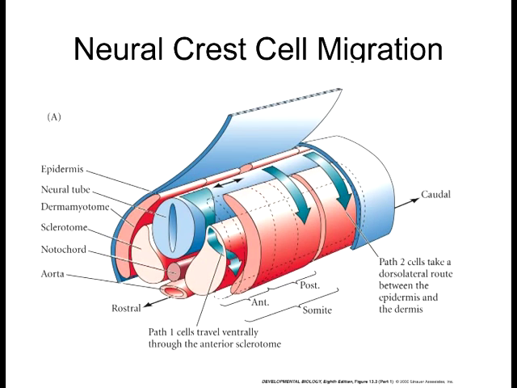So the main migratory paths are either through the somites in what we call a ventral lateral migration, or what's called a dorsal lateral migration. Dorsal lateral means that it migrates more laterally in the dorsal region of the ectoderm, so kind of around the somites on the outer rim rather than through the somites. These are usually late migrating neural crest cells. So early migrating neural crest cells tend to go through the somites. Late migrating neural crest cells tend to go around the somites.